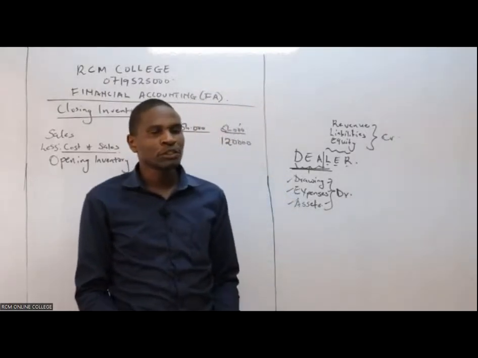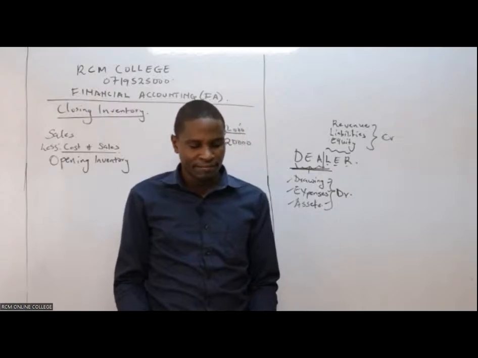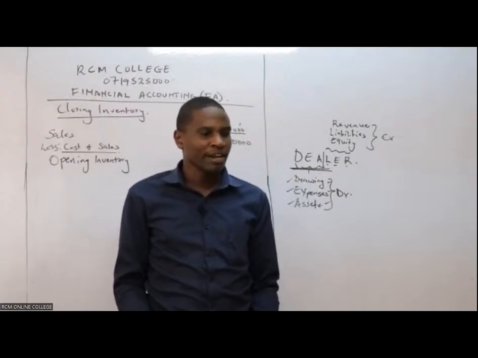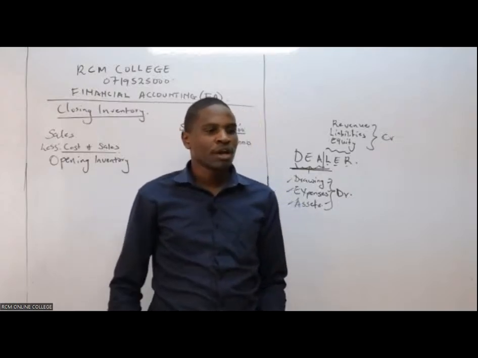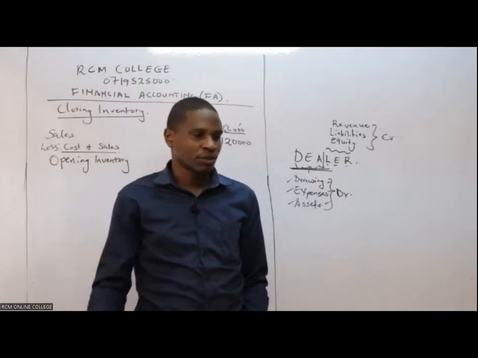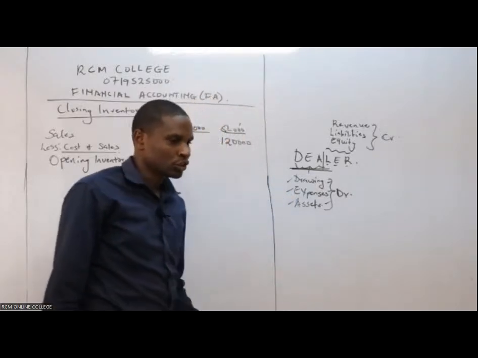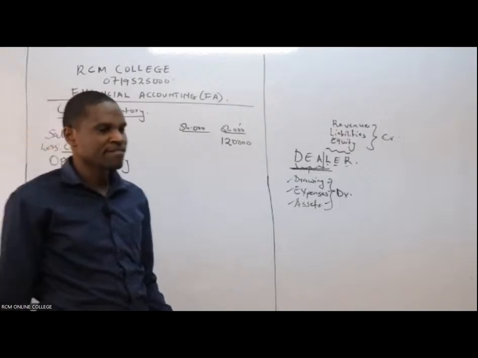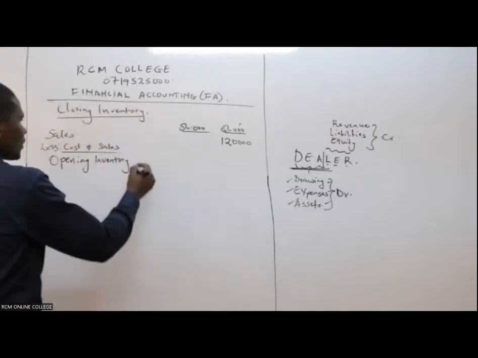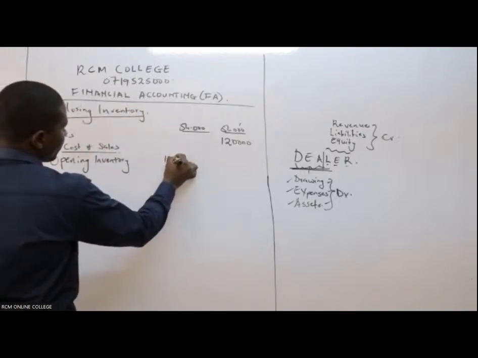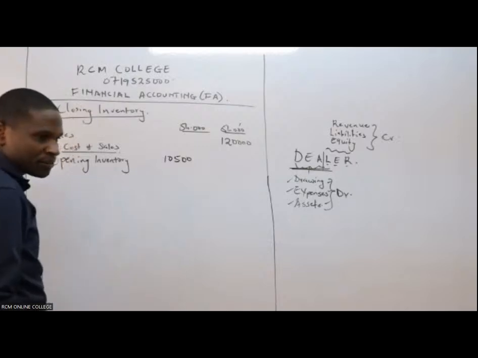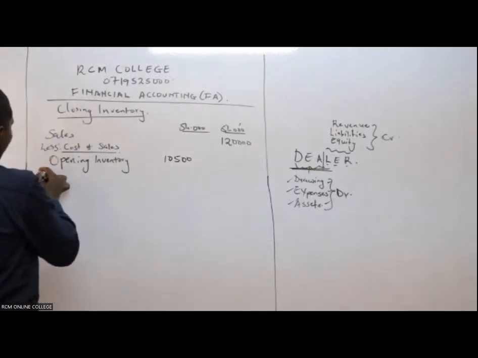Asante. Now, from the question, can you give me the value of opening inventory? Already, that is provided by the examiner. For those who have taken a screenshot, I don't know whether you can see, we have 10,500 as our opening inventory. Then we add purchases.